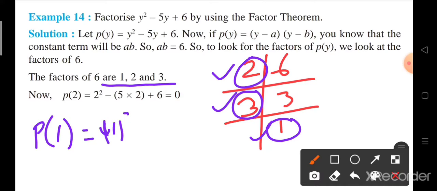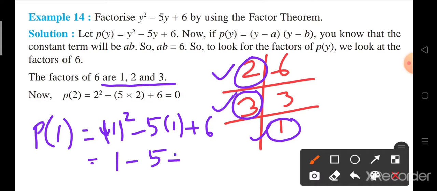1 square minus 5 into 1 plus 6. So we get 1 minus 5 plus 6. So what are we getting? 7 minus 5, that is 2. So it is not the 0. 1 is not the 0 of this polynomial. Now we are moving to the second one, that is 2.